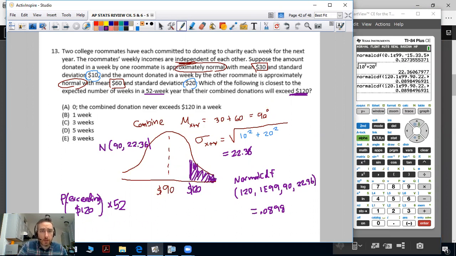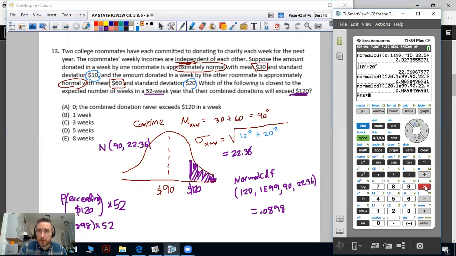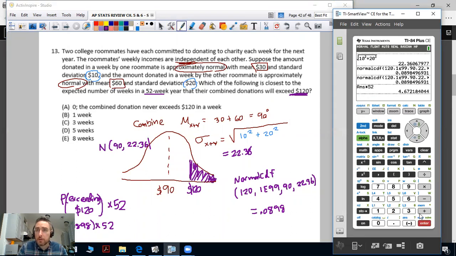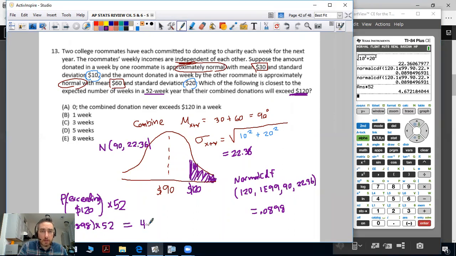Now we have the number. What do you get when you times it by 52? Well, you can do a straight times 52 here. And it looks like it's about 4.67 weeks. So approximately 4.67 weeks out of those 52 weeks would be our expected amount where the two of those college roommates together would exceed $120. So we're going to round that up to 5 weeks. That's the closest one. It says which of the following is closest. So we've just got to go up to the nearest one there.